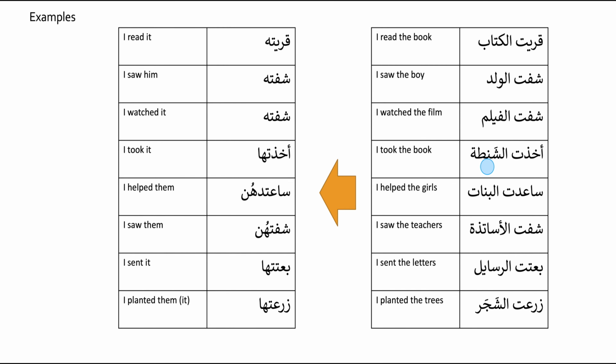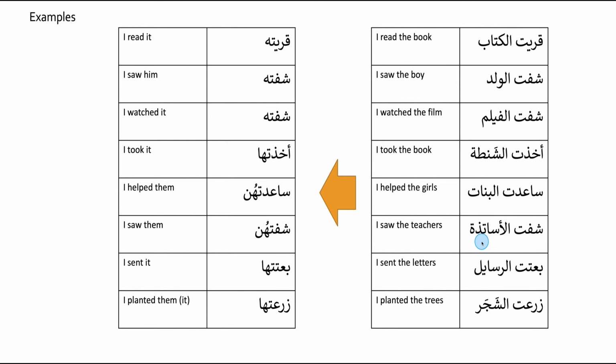أخذت الشنطة, I took the bag. أخذتها, I took it. أخذت, I took, and the ha belongs to the bag because the bag is feminine, singular, inanimate, and it takes the same object pronoun as she, third person. And in the other example, ساعدت البنات, البنات is animate, plural, so you would say ساعدتهن. So hon is them, I helped them. ساعدتهن, and here the hon belongs to the girls as animate, plural, or human, plural.